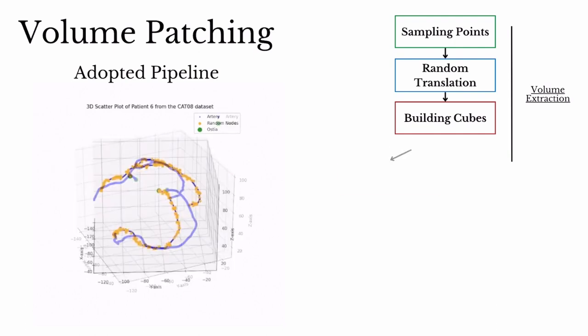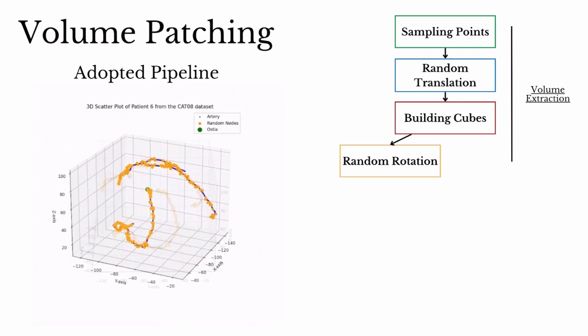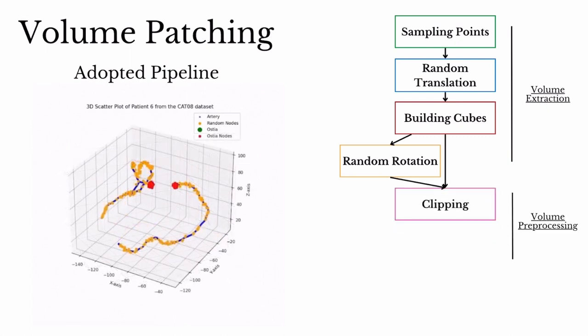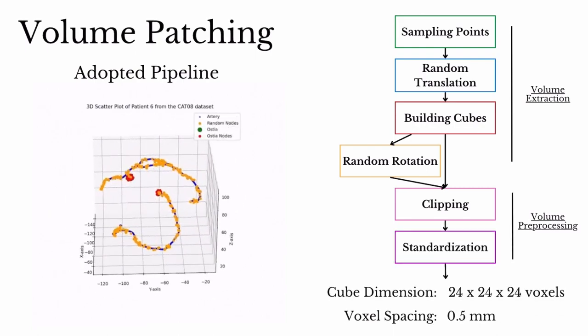For the training set, we added random rotations for augmentation. The result is a balanced dataset with isotropic voxel spacing of 0.5 mm. Hounsfield units were clipped and standardized based on cube mean and standard deviation.